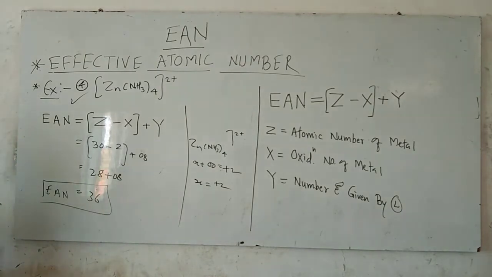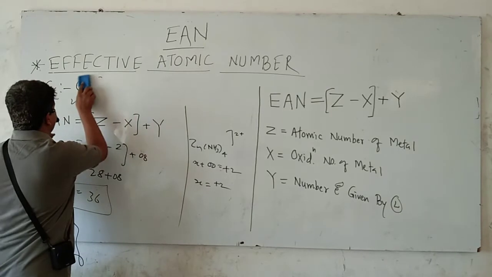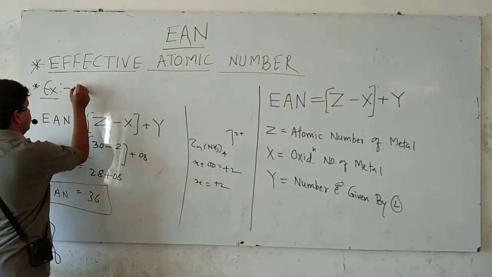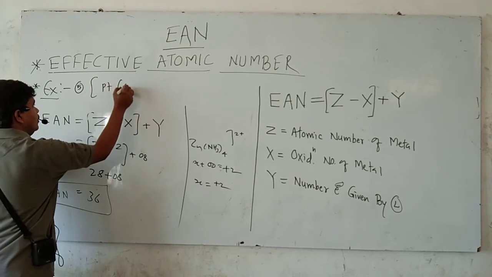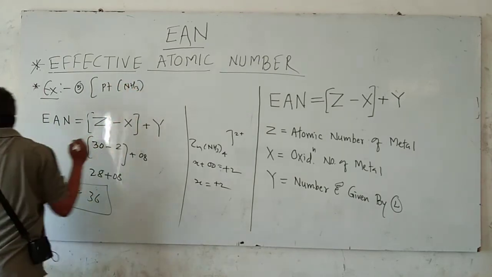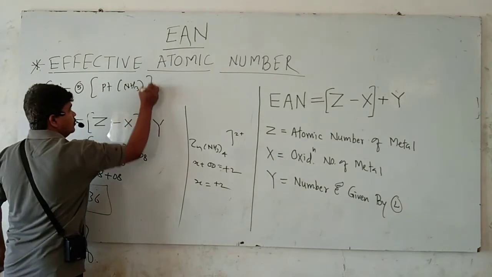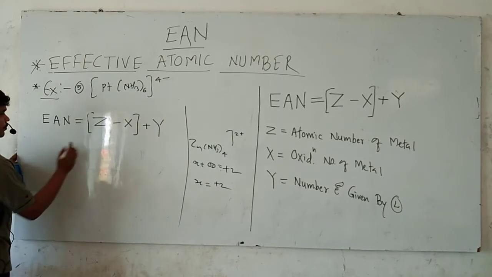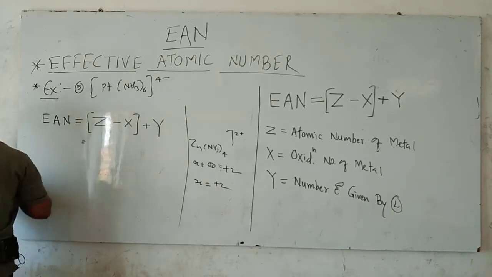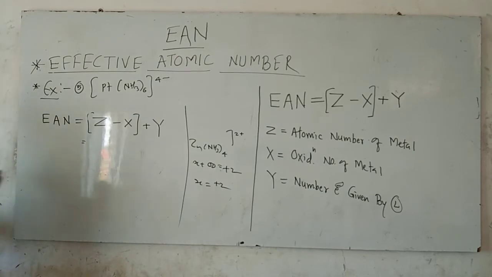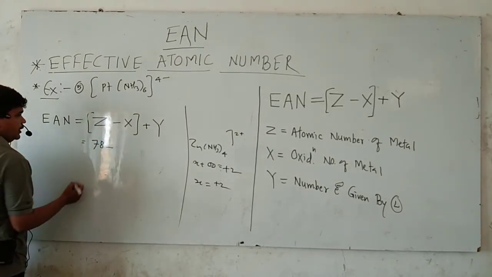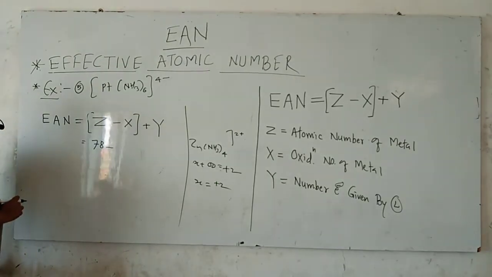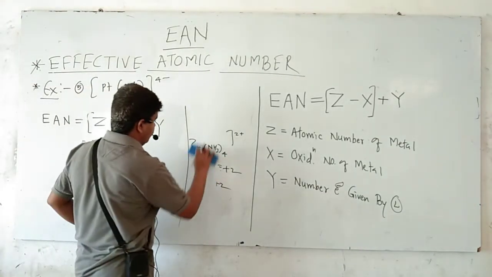Now, next example. Consider example number 5: [Pt(NH3)6]4+. What is Z? Atomic number. Atomic number of platinum is 78, minus X, where X is the oxidation number. What is the oxidation number of Pt here?